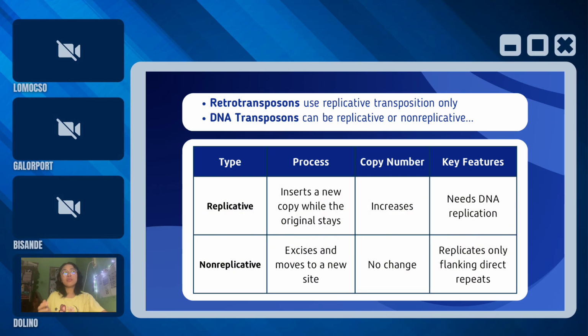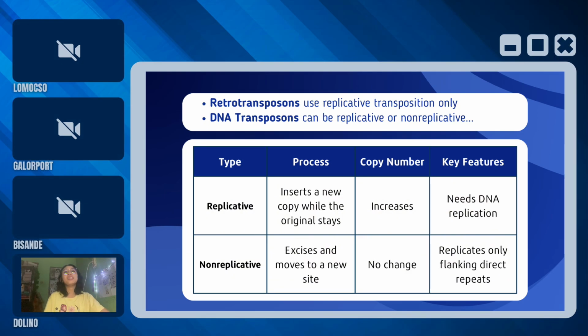Retrotransposons use replicative transposition only, while DNA transposons can be replicative or non-replicative, meaning it can be both. Let's have here a simplified comparison between replicative and non-replicative. Process-wise, replicative inserts a new copy while the original stays, whereas non-replicative excises or cuts and moves to a new site. There is an increase in copy numbers in replicative, of course, because the original transposon is duplicated, while in non-replicative, there are no changes. Replicative needs DNA replication, while for non-replicative, only flanking direct repeats are replicated.